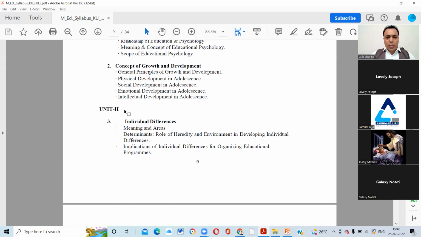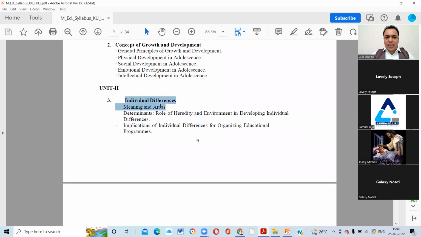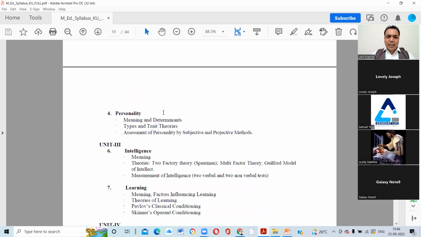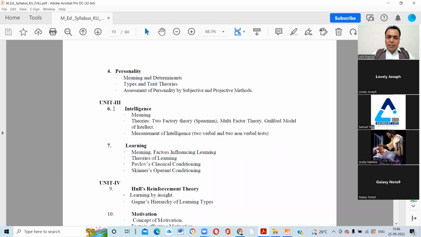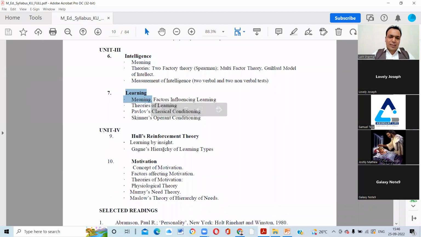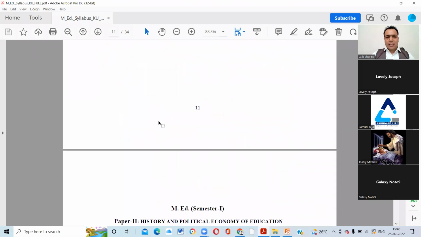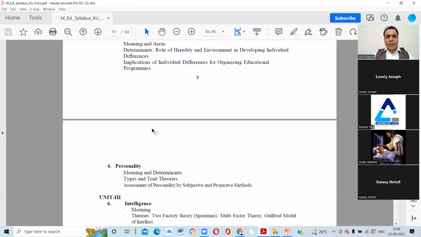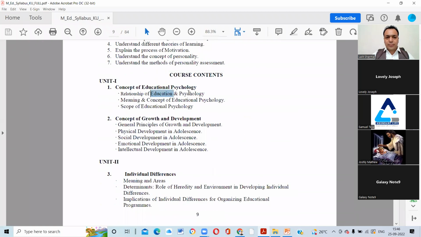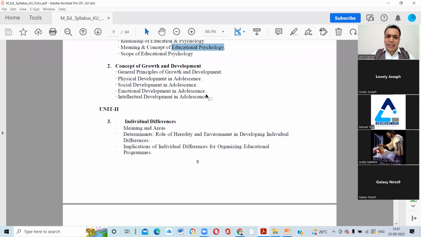Unit 2's first topic is individual differences, and then personality. In unit 3 there are again 2 chapters: one is intelligence and one is learning. And the last, unit 4, is Hull's reinforcement theory and motivation. This is the psychology paper, paper 1. So today we will discuss 2 topics, as I have told you: one is educational psychology, and the other is education.